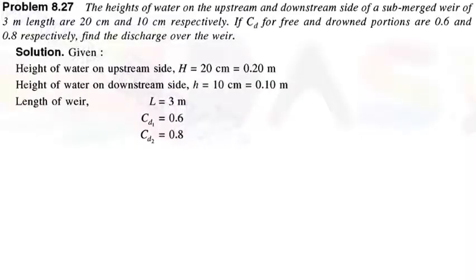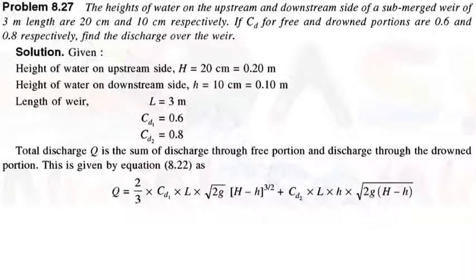The next problem: the heights of water on the upstream and downstream side of a submerged weir of 3 meter length are 20 centimeters and 10 centimeters respectively. If CD for free and drowned portions are 0.6 and 0.8 respectively, find the discharge over the weir. So let's see now. Height of the water on the upstream side is given as 20 centimeters or 0.2 meters. Height of the water on the downstream side is given as 10 centimeters or 0.1 meters. Coefficients of discharge are given as 0.6 at the upstream and 0.8 at the downstream.